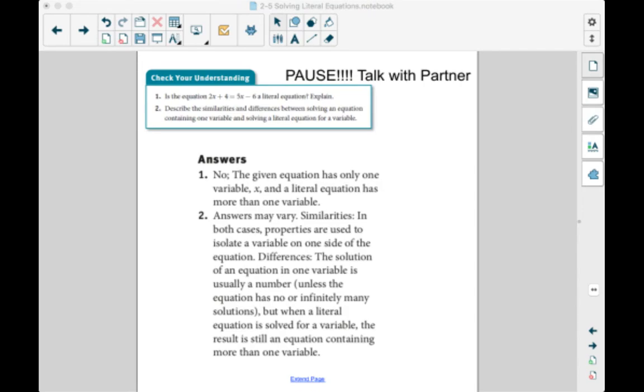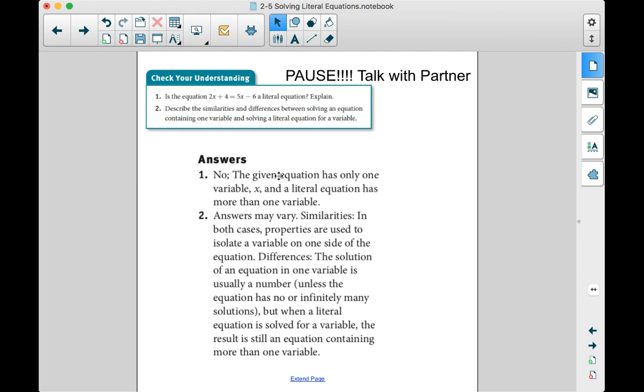All right, so when you did both of those, the first one is not a literal equation because there's only one variable. So when you solve for x, you should end up with x equals something. I didn't solve this all the way, 10 divided by 3, it should be like x equals 3 1/3 or something. But regardless, you would get x equals a number. And that could be one solution, no solution, or infinitely many, but it would be x equals a number. So then here, describe the similarities and differences.